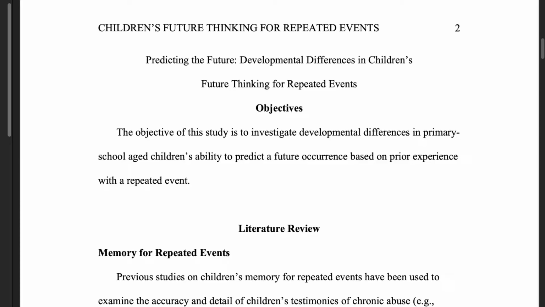Please note that the layout is not typical for traditional APA style writing. I was asked to submit it in this way, so please don't copy the layout if you're a psychology student.